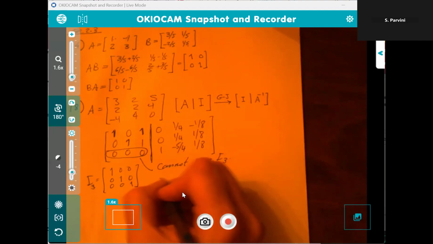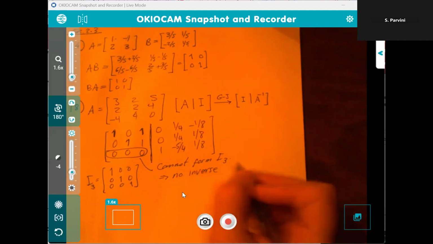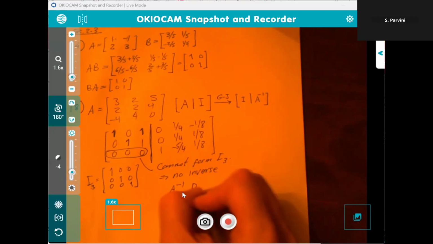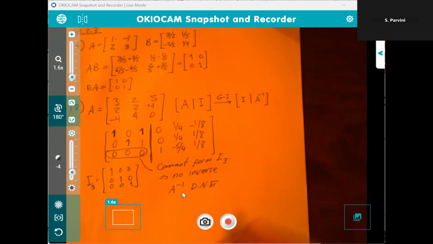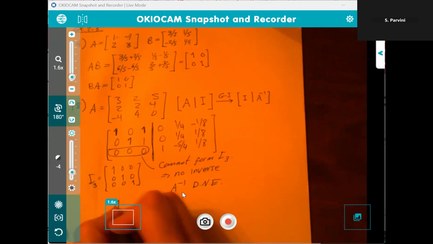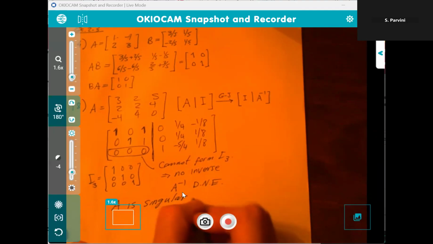Therefore, no inverse. In other words, A inverse does not exist. We call that matrix A singular.